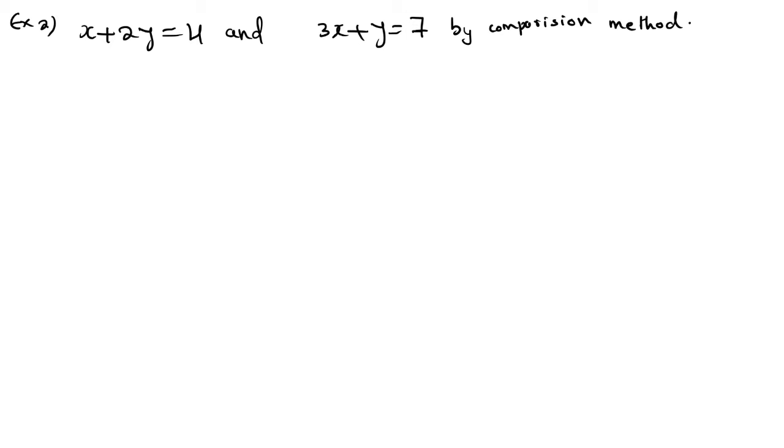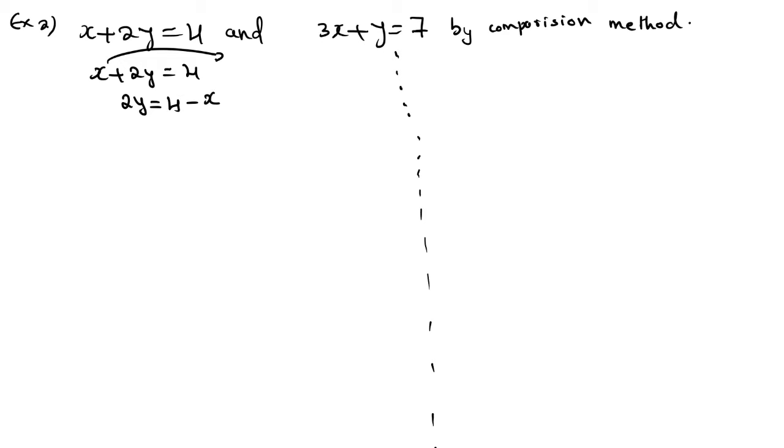Okay, first I will consider the equation x plus 2y equal to 4. Here also, I'll express this equation in terms of x, or I'll express it in terms of y. So 2y equal to 4, take x to RHS, that will become minus x. Then y is equal to 4 minus x, already in RHS, 2, taking 2 to RHS, that will become divided by 2. Okay, take it as equation 1.